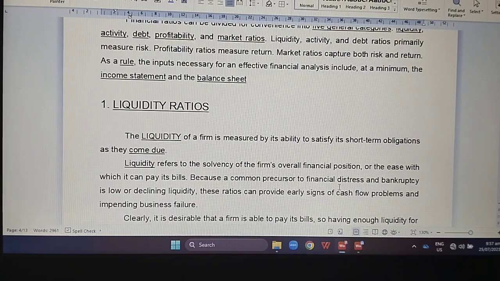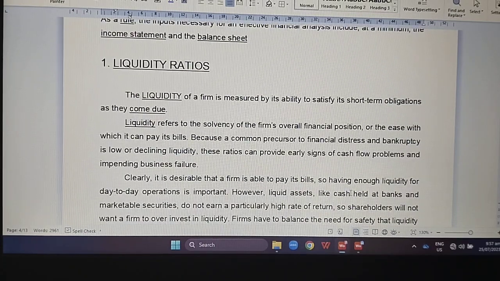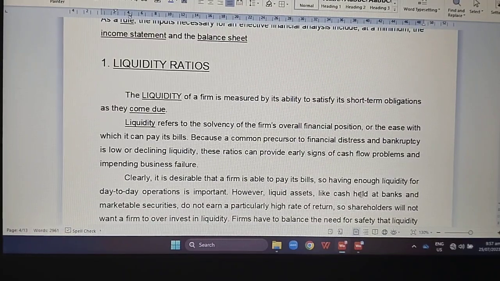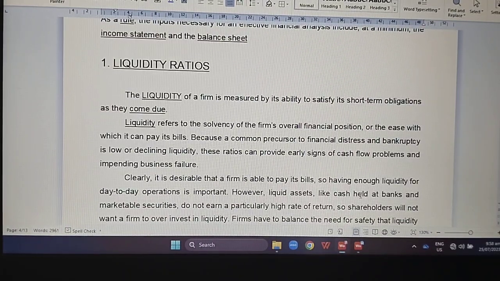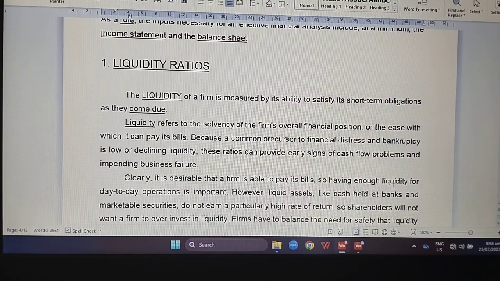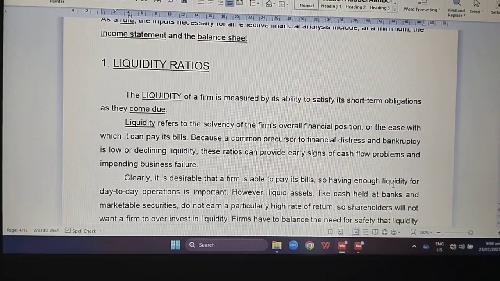So, doon tayo muna kay number 1, liquidity ratio. The liquidity of a firm is measured by its ability to satisfy its short-term obligations as they come due. Liquidity refers to the solvency of the firm's overall financial position or the ease with which it can pay its bills. Kasi nga, di ba, sabi natin kanina, liquidity, ibig sabihin, you are very convertible to cash. So, ibig sabihin, kung ikaw ay liquid, no, you can easily convert cash, okay? At mas madali kang makakapagbayad.